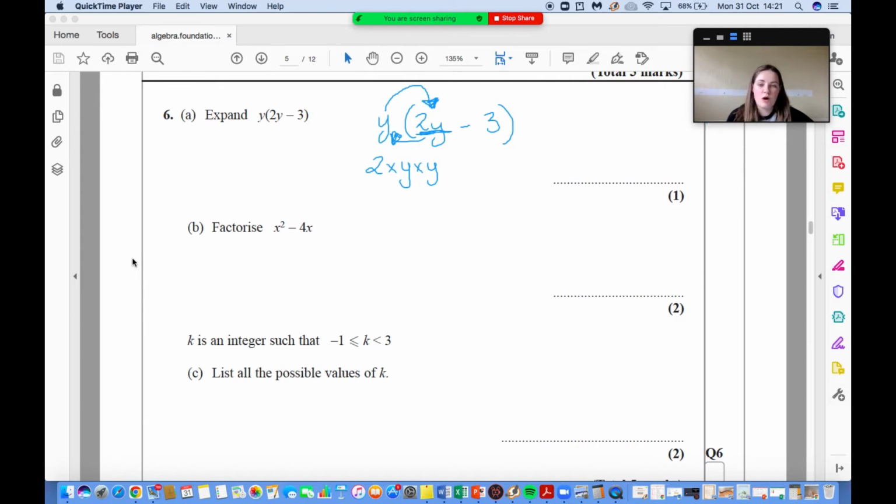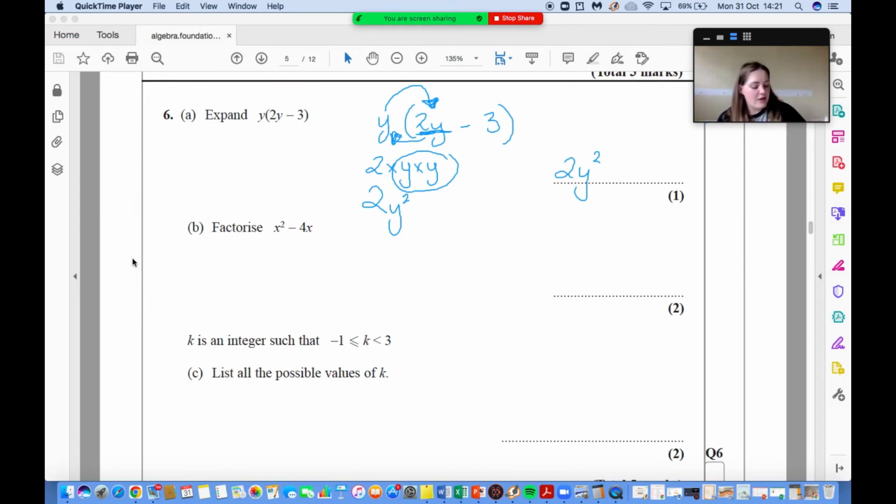So 2 times y, well, that's fine. We can have the 2. And then this y times y, there's 2 y's being multiplied together, so we can write it as y squared and leave out any of the actual times signs. So our first bit is 2y squared. Okay, when you've got 2 letters being multiplied together and they're the same letter, you can just write down one of the letters and put a little 2 to say that there were 2 of them being multiplied.